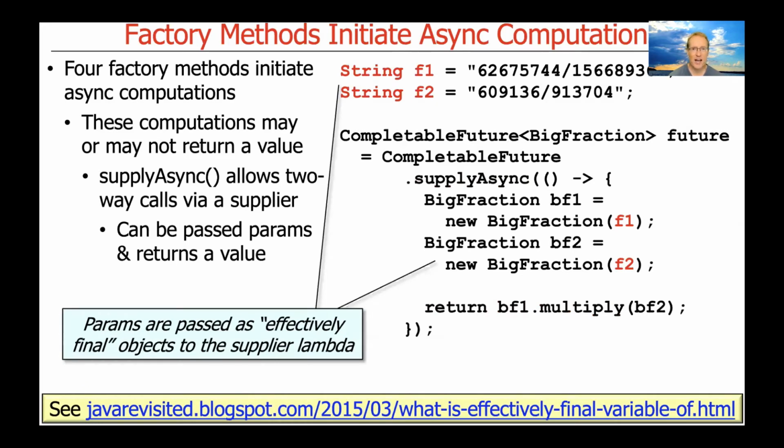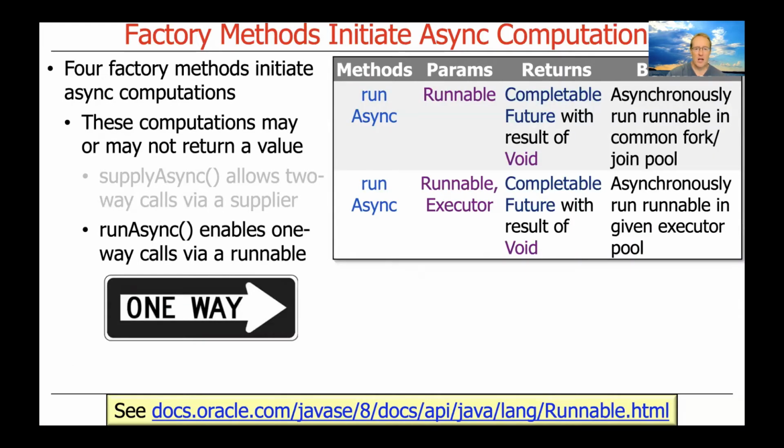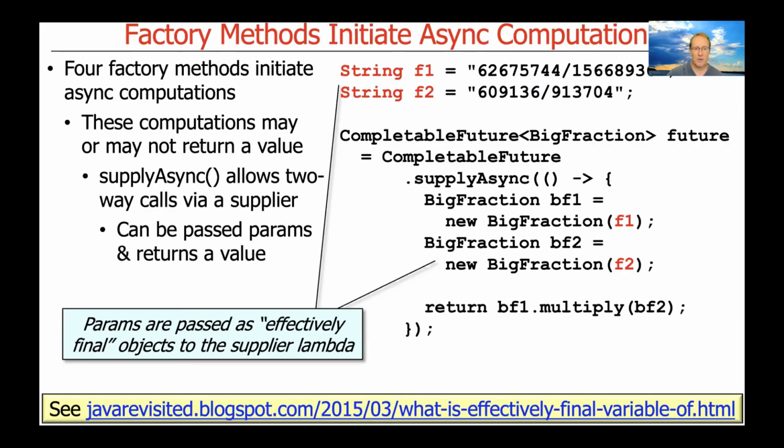So you can see here that we have, in this particular case, 2 strings, F1 and F2. And what we're going to be doing is passing those strings as parameters to the supplier lambda that we're going to be giving to the supplyAsync factory method. You can read this link at the bottom of the page to learn more about what effectively final variables are. So we'll come back and talk a bit more about how this works when we look at the details. But as you can see here, what we're doing is we're going to pass in that supplier lambda.